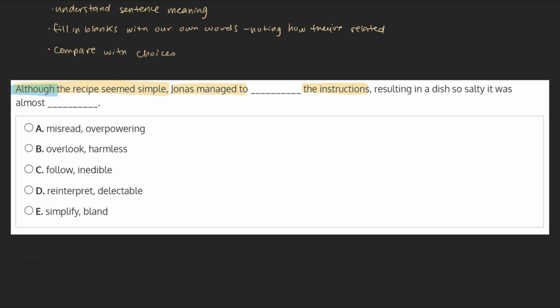The word although sets up a contrast for us. Because the recipe is described as simple, whatever Jonas did must have been a mistake or a misinterpretation. Then we're told his mistake resulted in a dish so salty it was almost something.